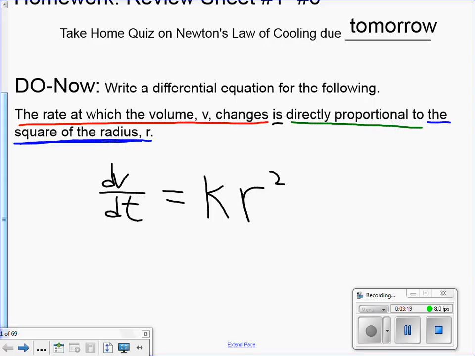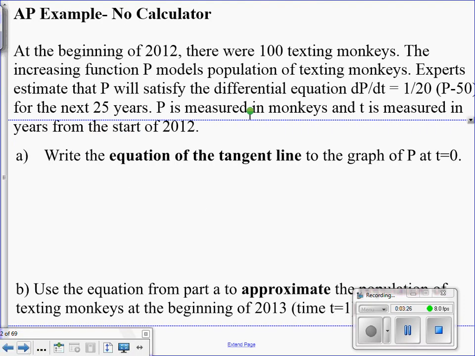So today we're going to tackle an AP-like question, but I made it, so it's a little weird.